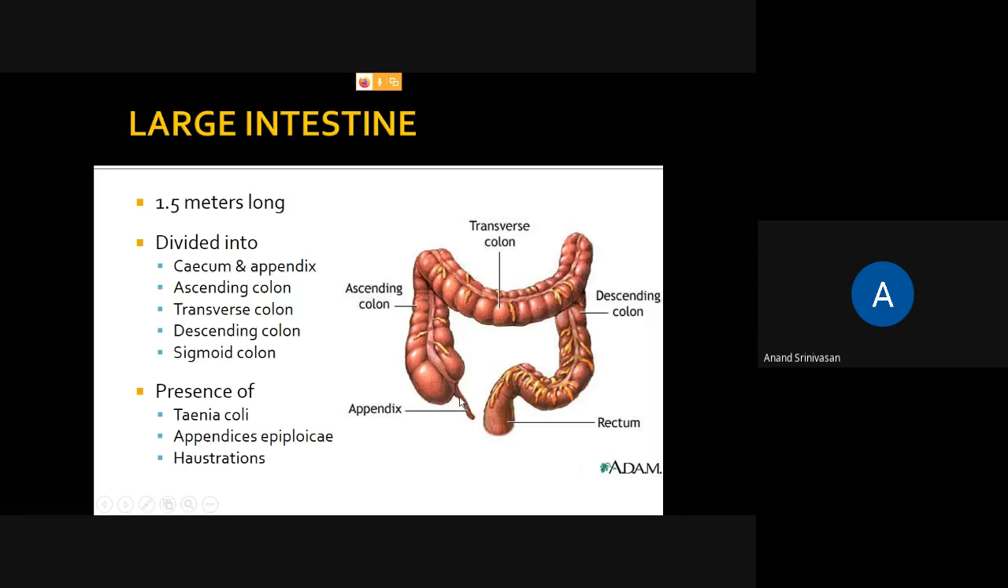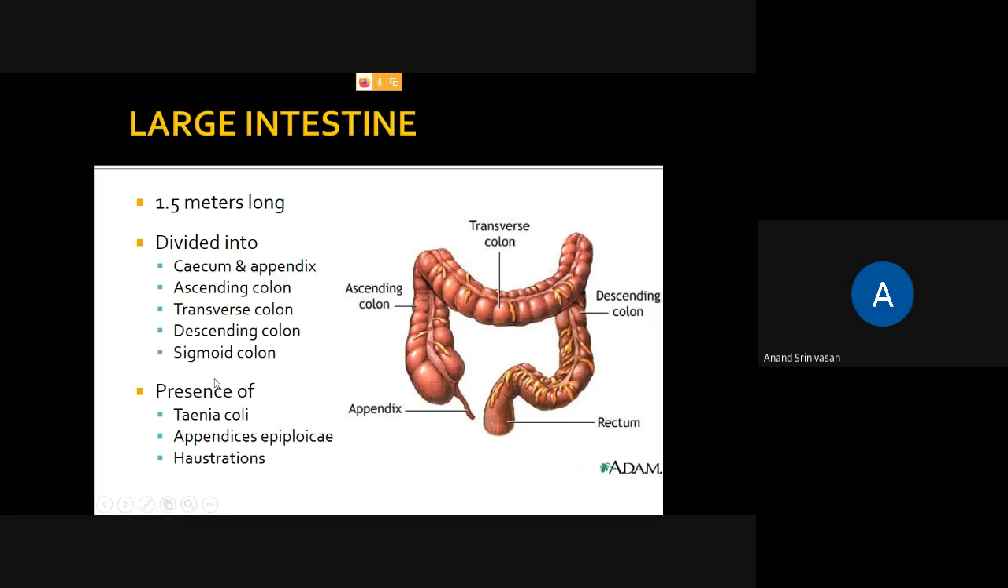After the ileum come the cecum and appendix together. Usually the food will not enter into the appendix. It's a vestigial organ. Vestigial means it is not functional in humans. From the cecum, the food enters the ascending colon, transverse colon, descending colon, and sigmoid colon. Then after the sigmoid colon comes the rectum and the anal canal, which we will see later. So the large intestine is composed of these parts.